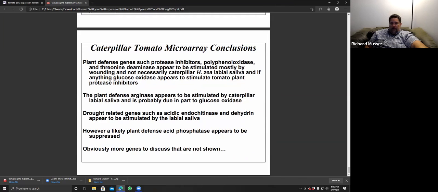But basically, we're seeing that the wounding and the saliva seems to be stimulating some of these plant defenses, particularly things like acidic endochitinase and dehydrin. Some of these defenses, like arginase, may be stimulated due to glucose oxidase. But again, there's at least a quantitative difference, and in some cases, almost a qualitative difference, like for arginase and acidic endochitinase. So again, another experiment that has shown that caterpillar saliva has an effect. A more complete analysis of this was done in one of the papers. I don't know if you all read that one or not. I think I assigned it already. But anyway, we did get a publication out of this.